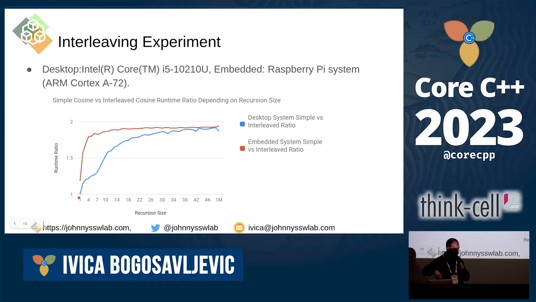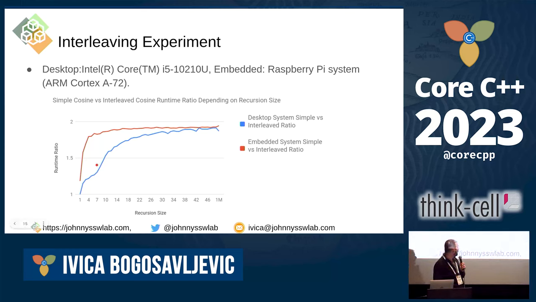For the desktop system, I use this laptop, so it's an Intel CPU, 10th generation. For the embedded system, I use the Raspberry Pi ARM Cortex, and you see that even for a recursion length of 1, it's a bit faster. But as I increase the recursion length, the runtime ratio approaches 2 for both systems.